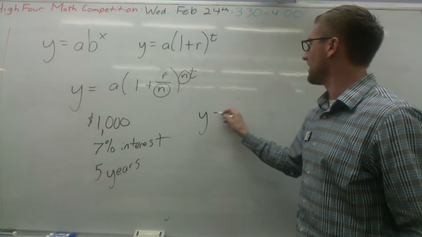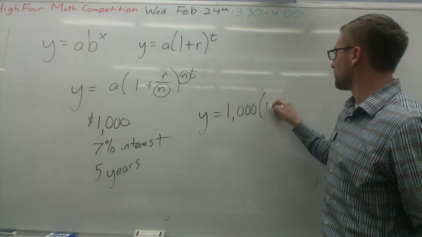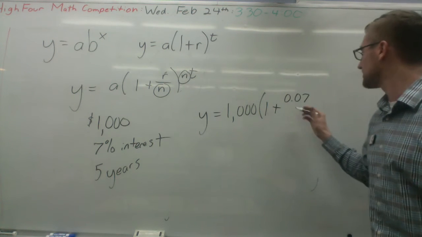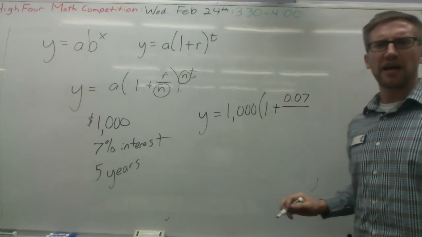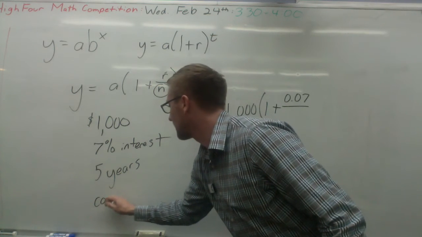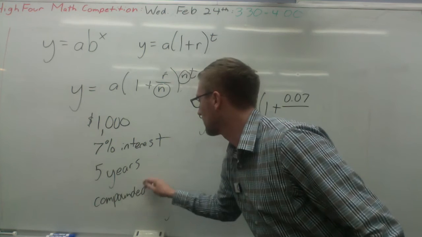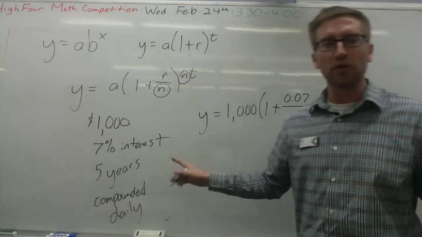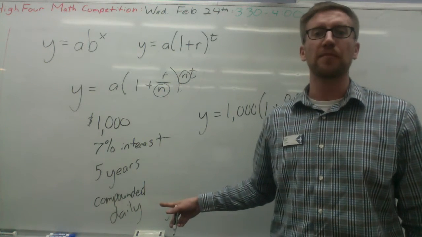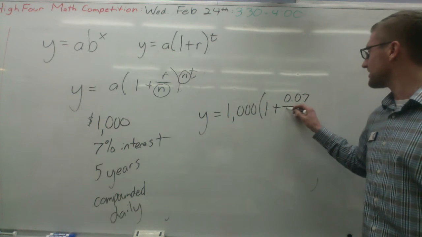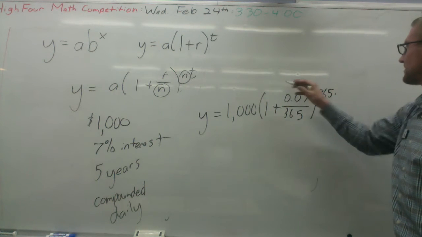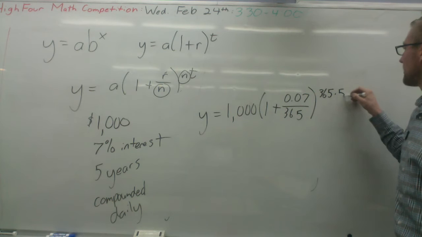I'll go ahead and now plug this all in. So I'm going to get y equals 1,000 times 1 plus 0.07. Don't forget to change this to a decimal. Divided by, oh wait, how often is it compounded? You got to know how often it's compounded. Let's say it's compounded daily. Most banks will compound your money daily. If you're doing it only monthly, you should find another bank. All right, compounded daily. So n is 365, raised to the 365 times t power, t in this case being 5.